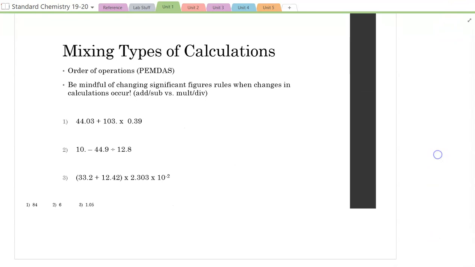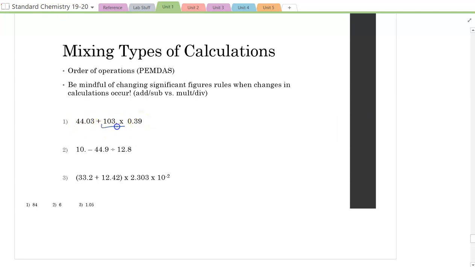All right, now we're talking about the mixing of calculations. And once again, as a reminder, PEMDAS is written up there, right? So parentheses, stuff in parentheses, stuff that's going to be in exponents and so on and so forth. So let's make sure that we're clear about what that refers to. I am asking you again to be careful when you change the type. So looking at this, 44.03, 103, so on and so forth. This first example right here, how would you perform this?